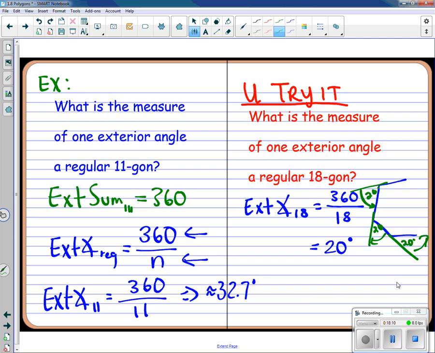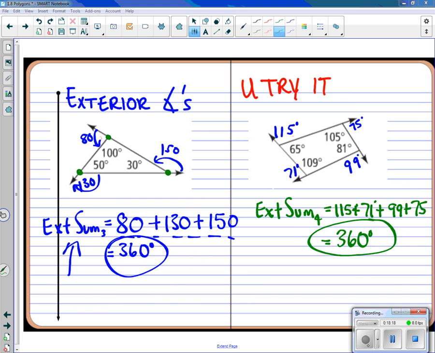The reason each one of them is the same is this word right here. It's regular. That only works for a regular polygon. If we go back to these shapes, you'll see that these triangles were not regular polygons. The exterior angles are all different numbers. The inside angles are all different numbers. So those are not regular polygons.